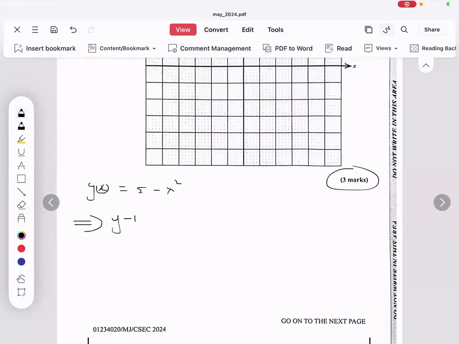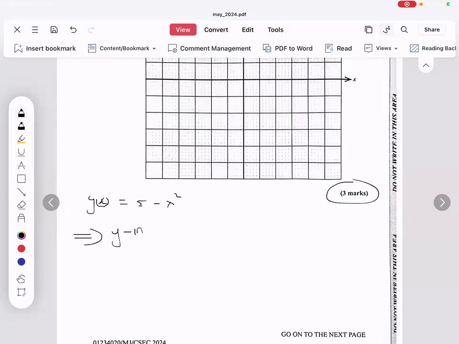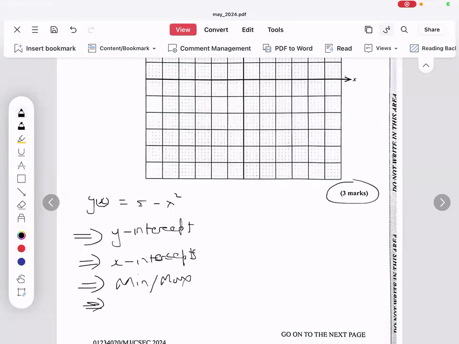Y-intercept. And then you need to find the x-intercept or x-intercepts. And then you need to find the min or max value, which is what they want to see. And you also need to find what is called the turning point or the axis of symmetry.